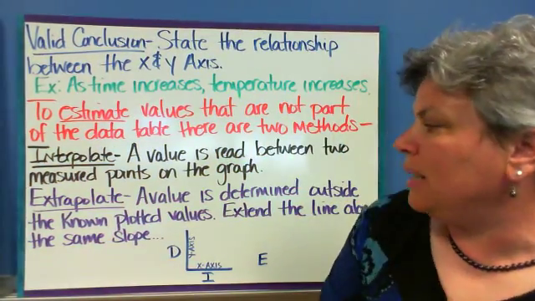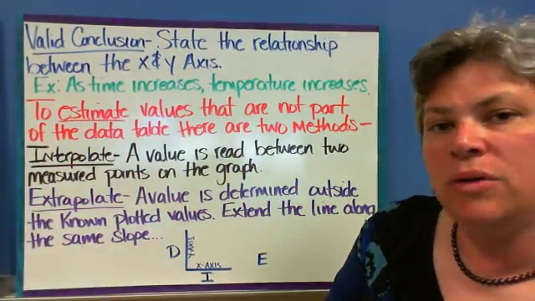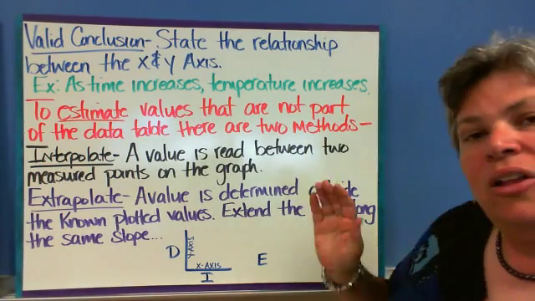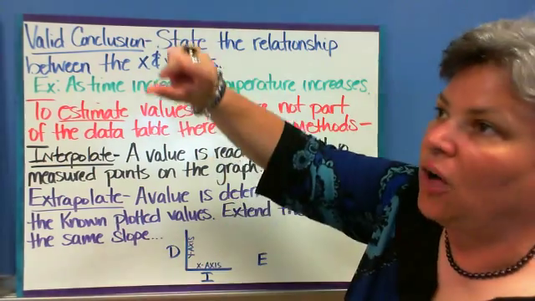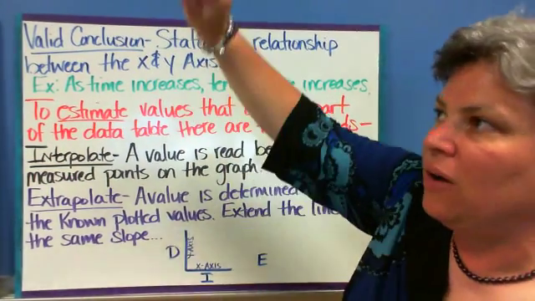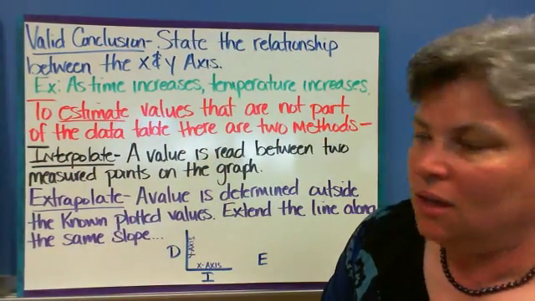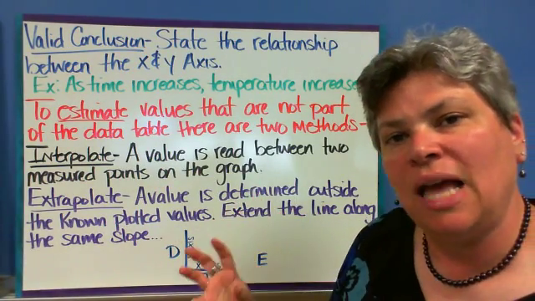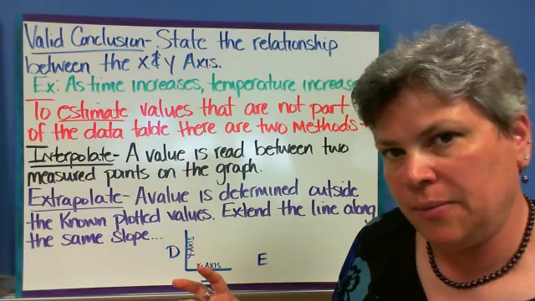So to extrapolate, it's a value determined outside the known plotted values. We're going to extend the line along the same slope. We're going to follow that same slope and figure out, okay, what would that value be? So interpolate is if it's inside, extrapolate is when it's outside the values from your data table.